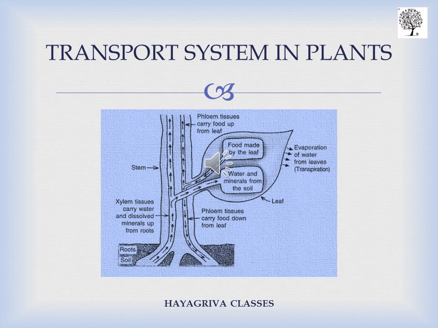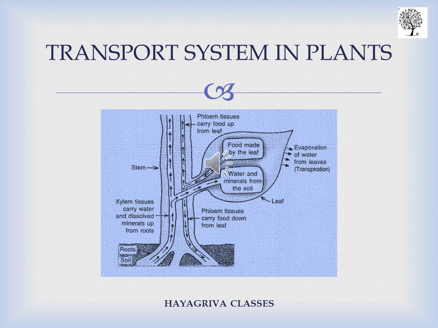So let me end this topic with a beautiful picture showing the transport system in plants. You can see how the roots are present inside the soil and how the xylem tissues carry water and dissolved minerals up from the roots, and the phloem carries food. Now these xylem vessels, whatever they carry, the minerals and water, it's going up. But if you see the phloem tissues, they're going in all directions. They carry the food down from the leaf. From the leaf food is made and it is going to different parts of the plant.